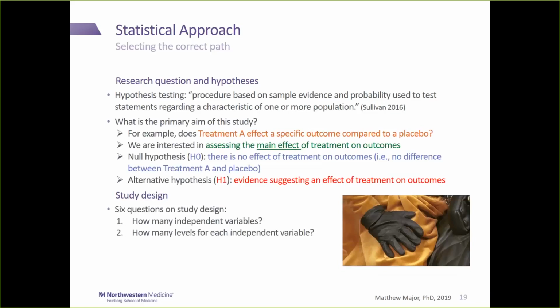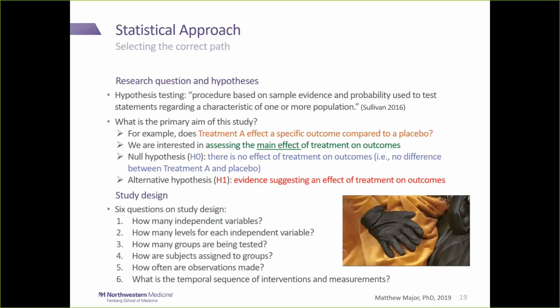How many levels for each independent variable? How many groups are being tested? How are the subjects assigned to groups? How often are the observations made, and what is the temporal sequence of interventions and measurements? These will become a bit more clear as we start to go through the different statistical analyses.